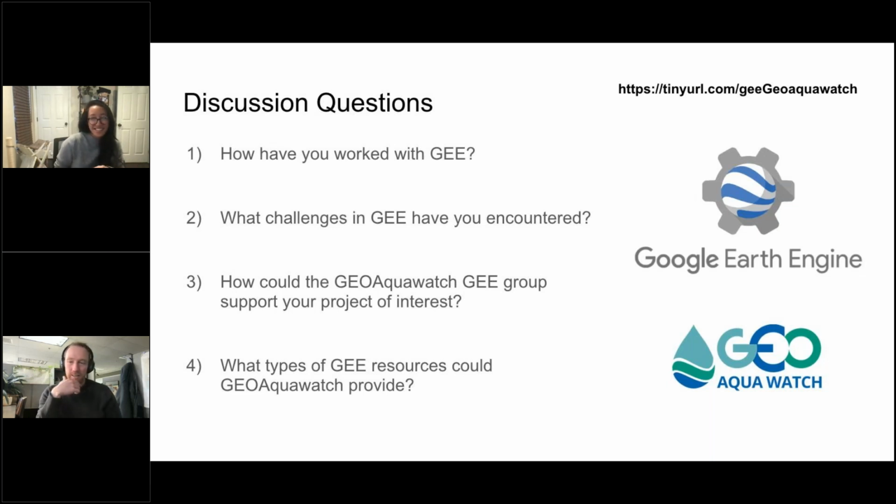So I work... only one of my hats is here with GeoAquaWatch. The other hat that I wear is in the NOAA realm, and there's quite a lot of interest in using Google Earth Engine for processing over there, specifically some NOAA CoastWatch products. And I wondered if there was any information you could share about maybe the benefit of using the merged products, because I know you use both merged products as well as standalone products.